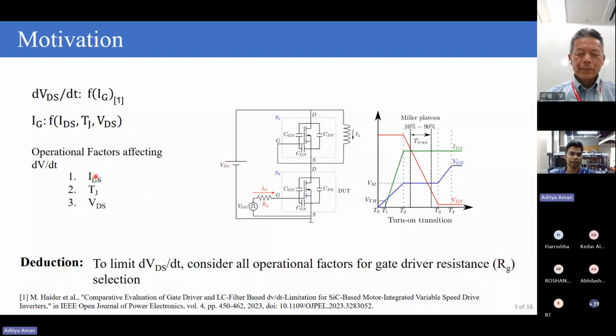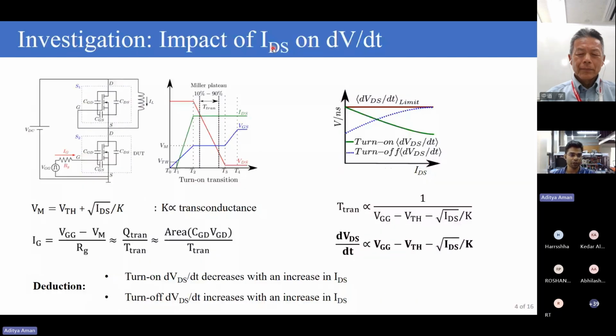So first is the impact of IDS on dV/dt. The diagram remains the same. This is still the DPT which we have, and the bottom switch is turning on. So as the gate-to-source voltage goes beyond the threshold voltage, the current through the channel of the device starts to rise, right? Now, as the current rises, the gate-to-source voltage also rises. Now, when the current has reached the maximum value, which is given by the inductor current, the gate-to-source voltage will get clamped to this Miller potential.